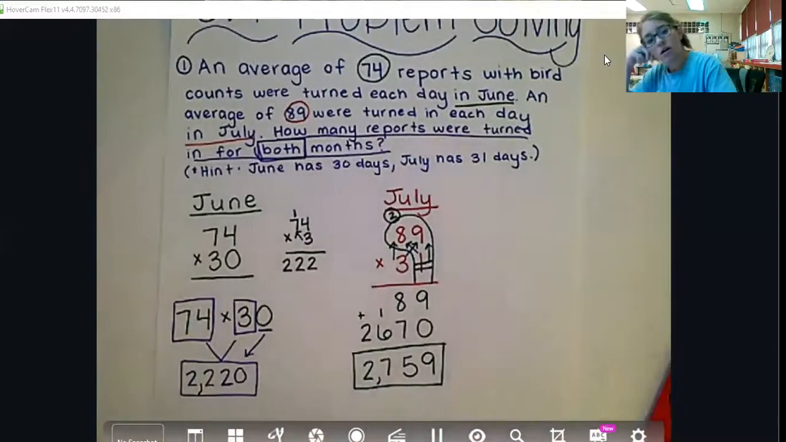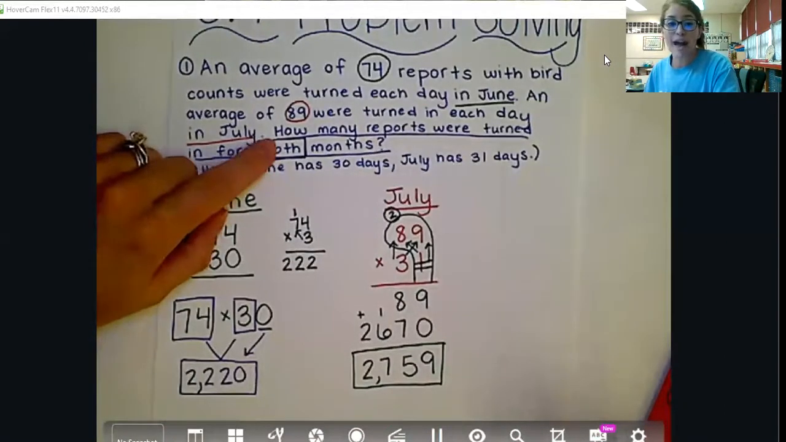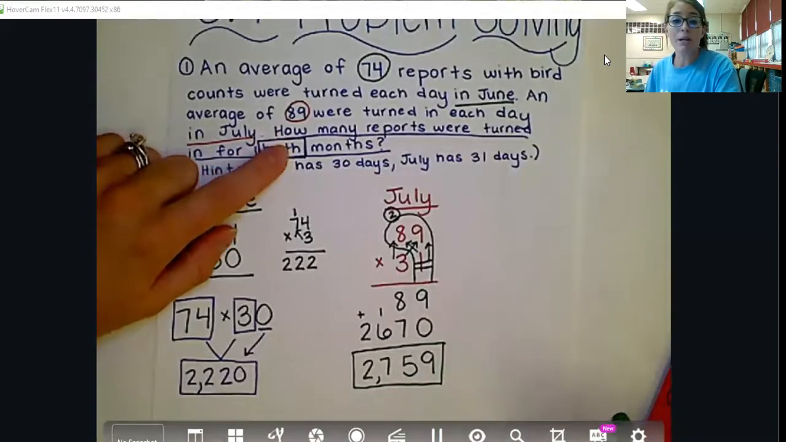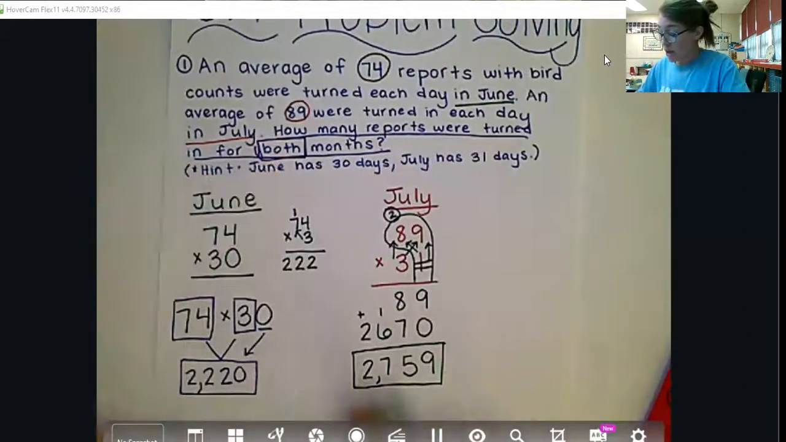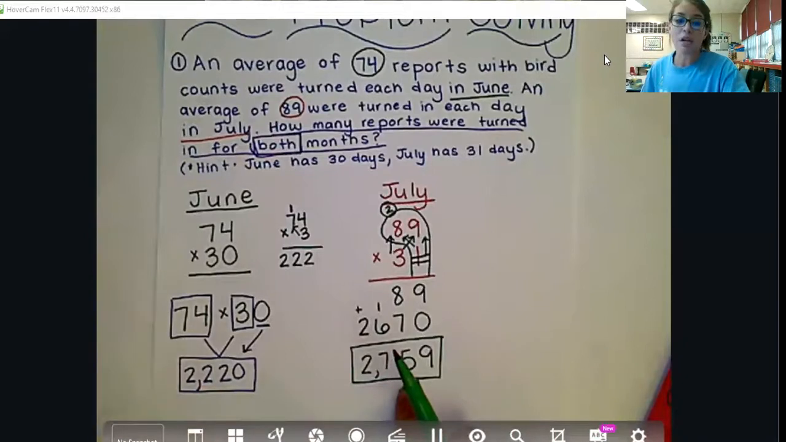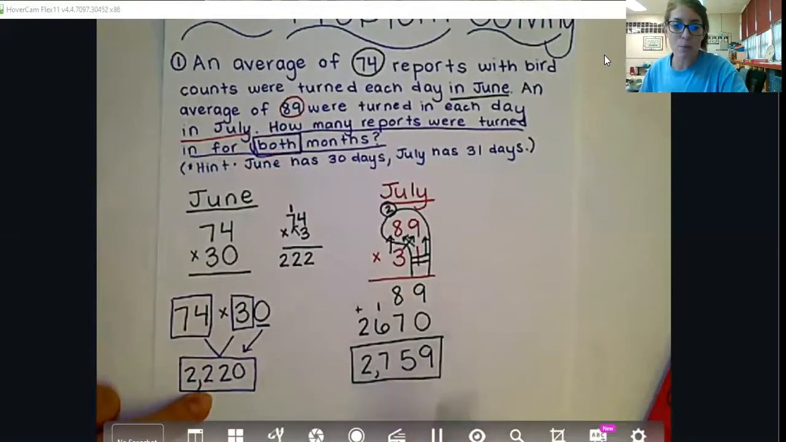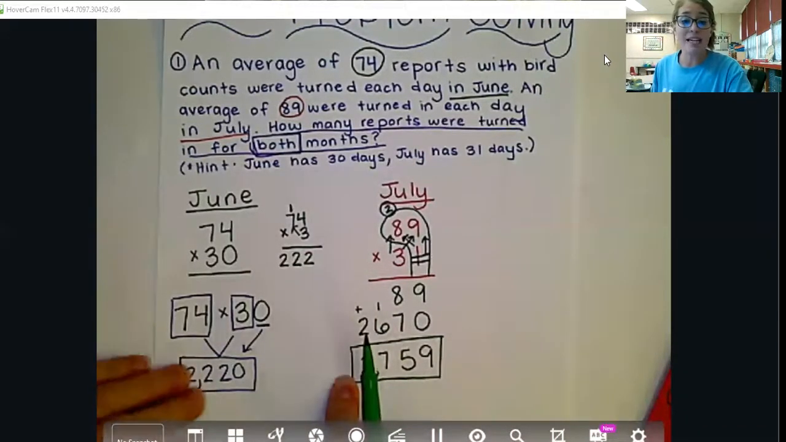Okay, so am I done? No, but this has been a lot of work. Why am I not done? You're right. That's not what the question asked us. Our question was, how many reports were turned in for both months? So we can say that we figured it out for June and July, but they want the total for them combined. So when I use that word total, combined, both of them, what am I going to be doing next? Exactly. I'm going to have to add these 2 totals together.